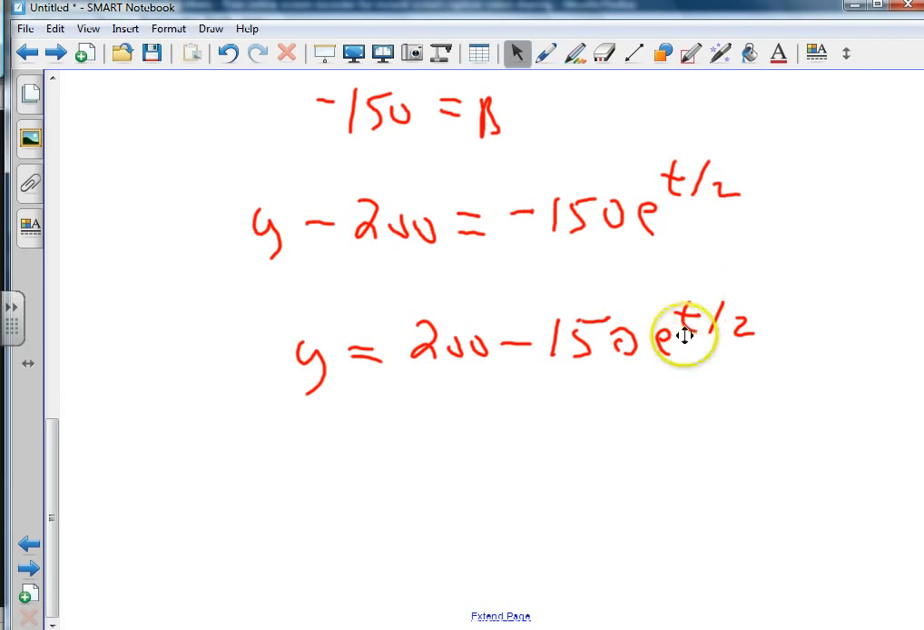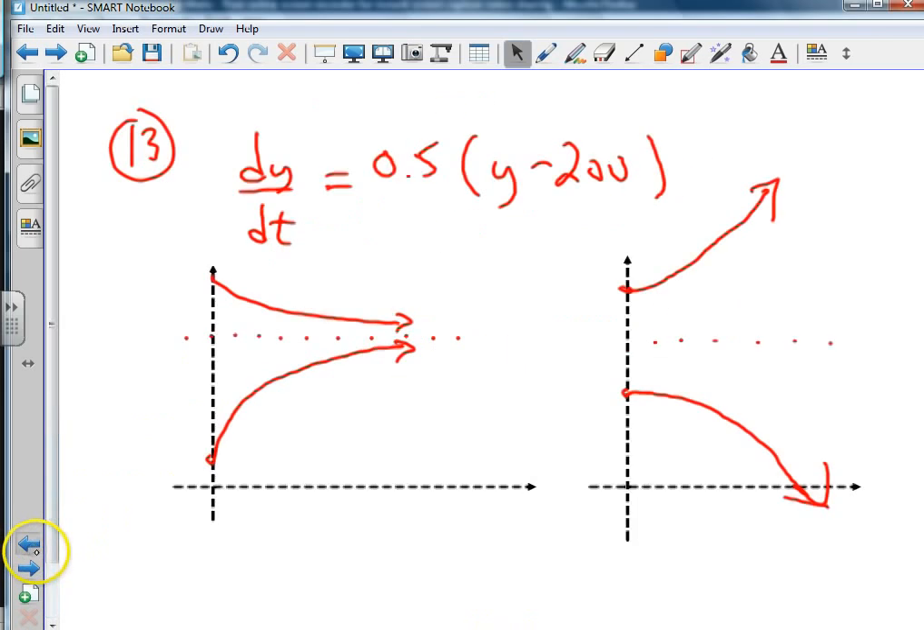As t gets bigger and bigger, e to the t gets really big. Times the negative 150 becomes more and more negative. So it's 200 minus 150, 200 minus 300, 200 minus 3 million, 200 minus 3 billion. It gets more and more negative. So it indeed looks like this curve. This is what we just got.